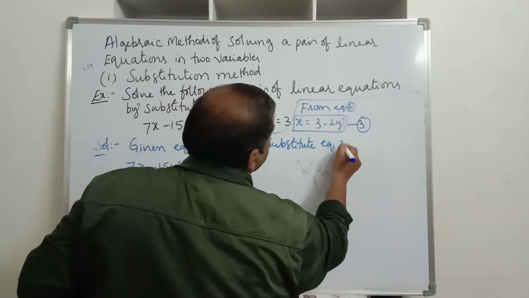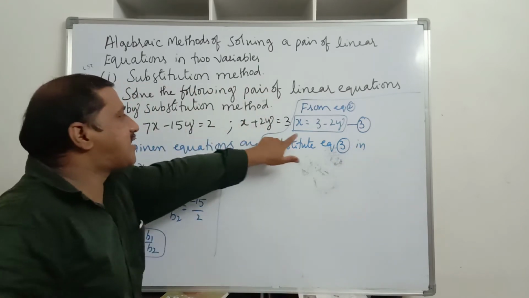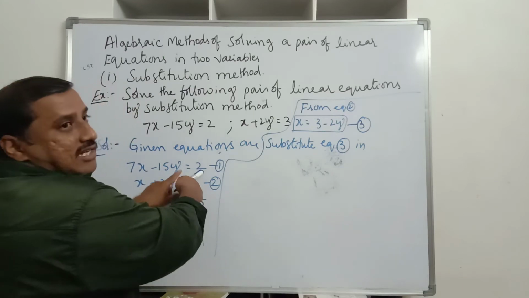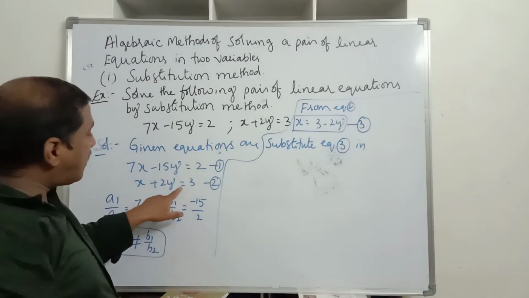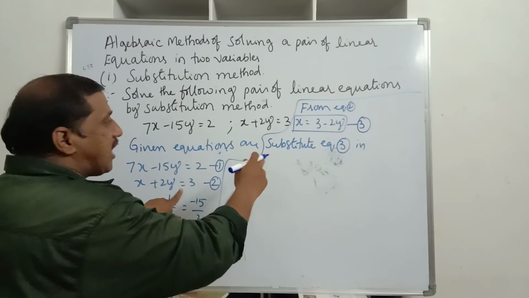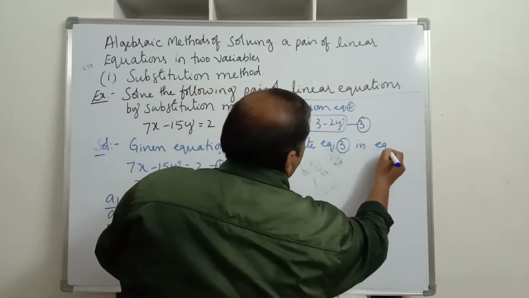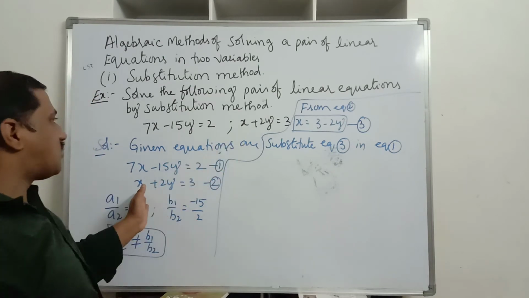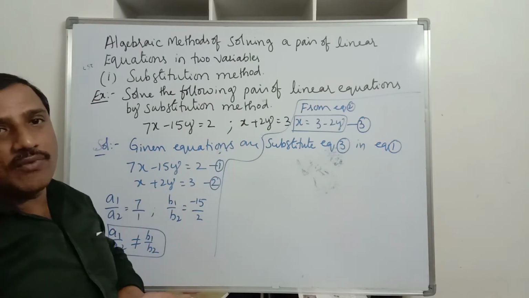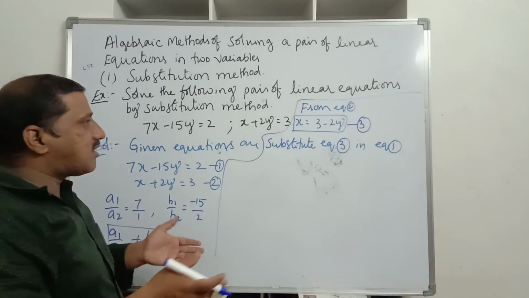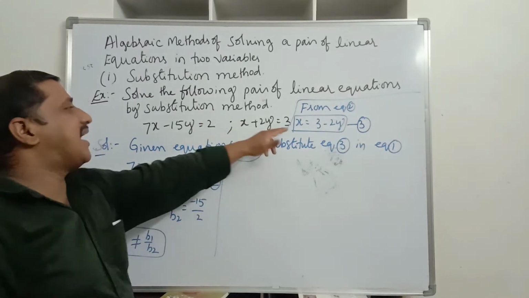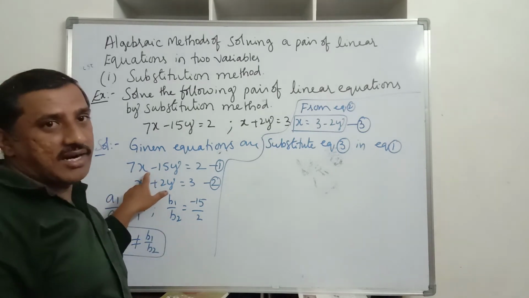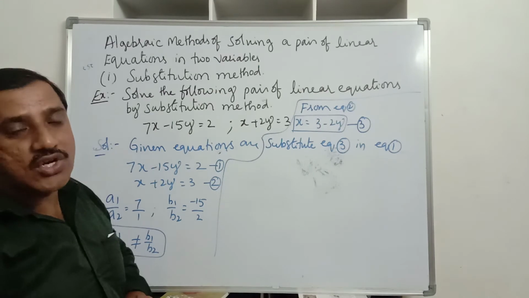Substitute equation 3 in the other equation. Equation 3 we got from equation 2, so substitute equation 3 in equation 1, not in the same equation. If we substitute in equation 2, what do we get? Again x is equal to 3 minus 2y, we will get 0. That is not possible. Sorry, that is not correct. So we need to substitute x is equal to 3 minus 2y, that is equation 3, in equation 1. That's why this method is called substitution method.